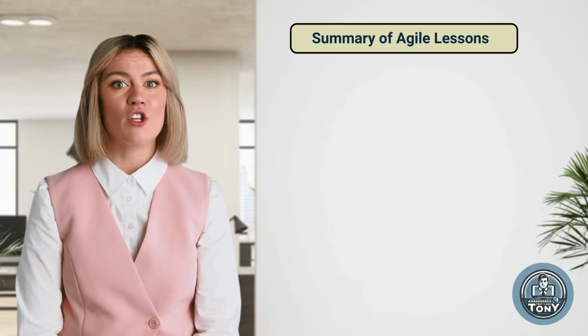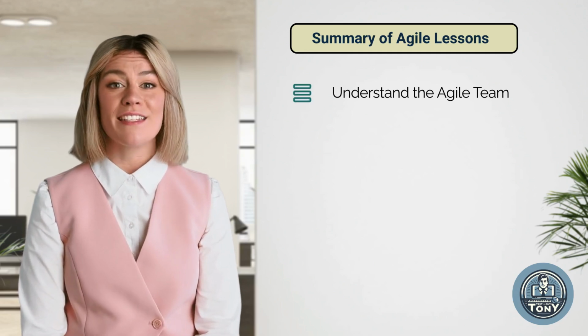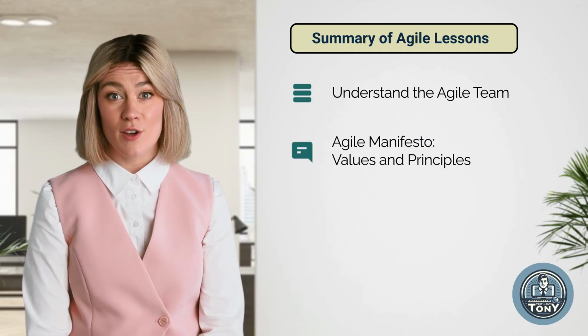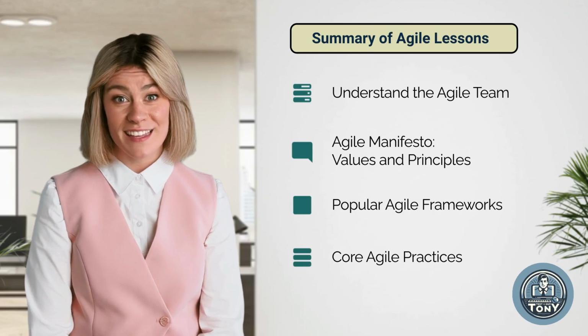You should now have a good understanding of the Agile team and how the Scrum Master, product owner, and development team can knit together the values and principles of the Agile Manifesto and the popular frameworks using the core practices we discussed in this lesson.